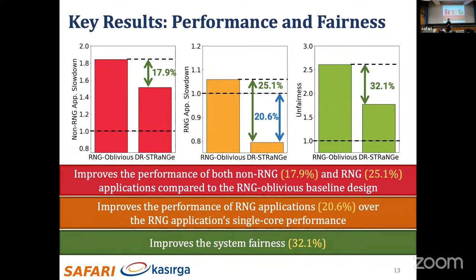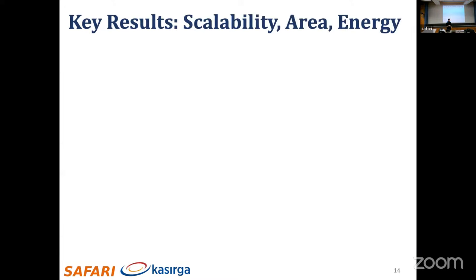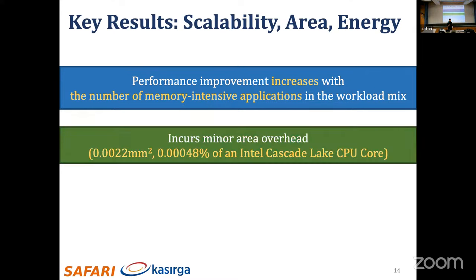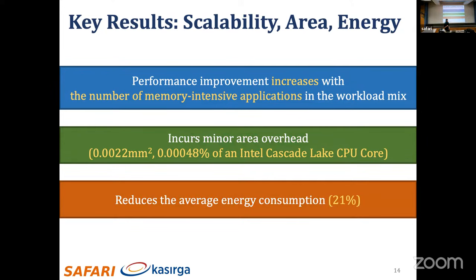We also evaluate Dr. Strange with 4, 8, and 16 core workloads and show similar results. From that experiment, we conclude that the performance improvement of Dr. Strange actually increases with the number of memory-intensive applications in the workload mix. This means that when you have a lot of applications running together and using the main memory, you see more benefits from Dr. Strange. We also evaluate the area overhead and energy consumption of Dr. Strange and conclude that it incurs minor area overhead and reduces the average energy consumption.